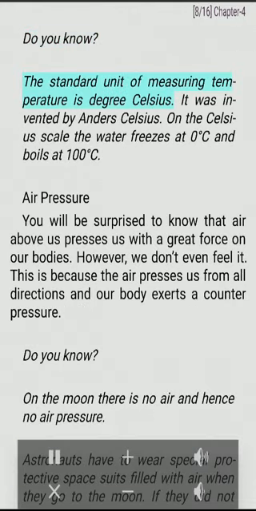Do you know? The standard unit of measuring temperature is degrees Celsius. It was invented by Anders Celsius. On the Celsius scale, the water freezes at 0 degrees Celsius and boils at 100 degrees Celsius.